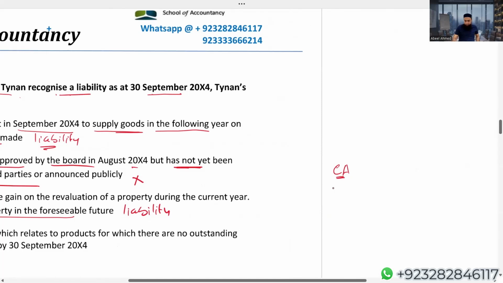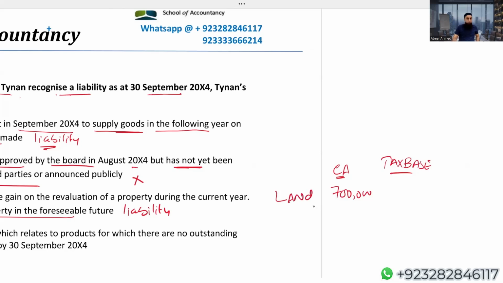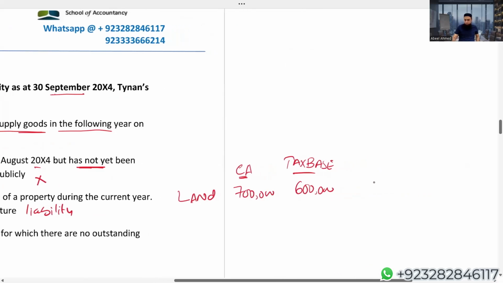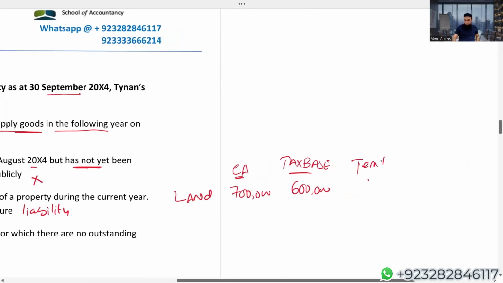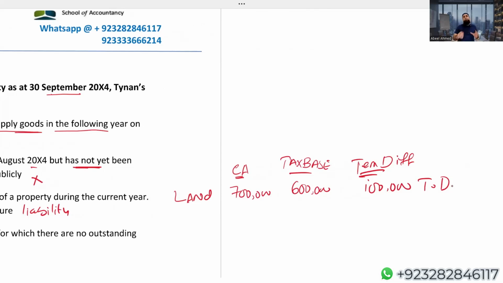Assuming the carrying amount of the land is 7 lakh, including a revaluation surplus of 1 lakh. Tax base: we know that taxation authorities do not accept revaluation. For taxation authorities, the tax base of land is the original cost. Assuming the original cost of the land is 6 lakh, and the carrying amount is 7, the difference is 1 lakh. The third column is the temporary difference. This 1 lakh difference is a taxable difference, but logically this taxable difference is coming because of the revaluation surplus.